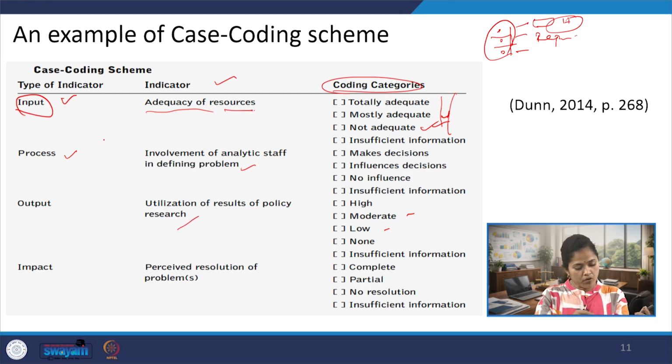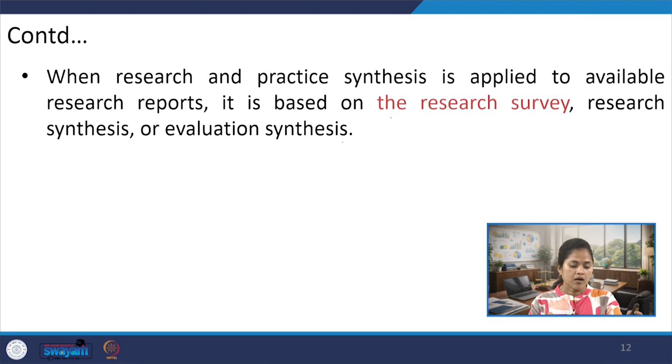Likewise, for all these types of indicators we have to identify the model indicator, and accordingly we can categorize based on their statuses or codes. After doing it, let's say in this monitoring approach, research and practice synthesis, we apply this approach to the available research reports. Then it is based on the research survey, also known as research synthesis or evaluation synthesis.